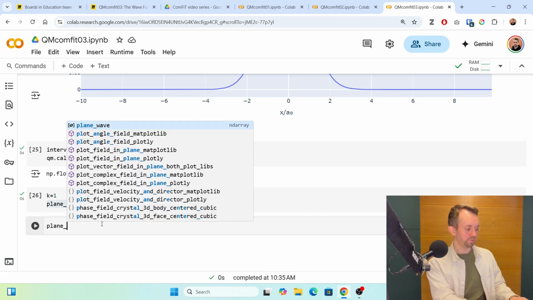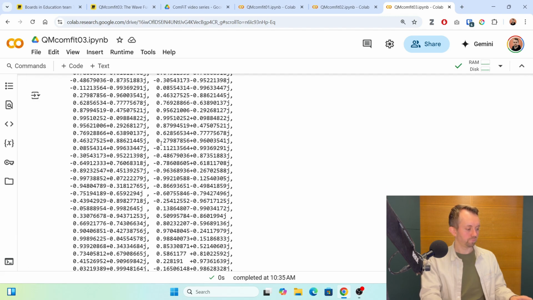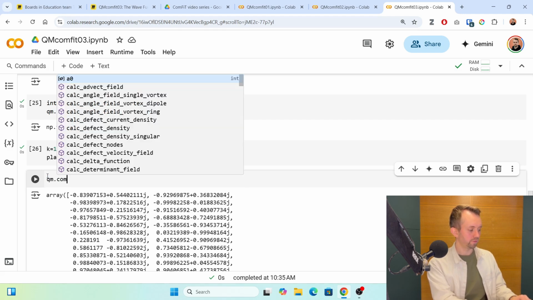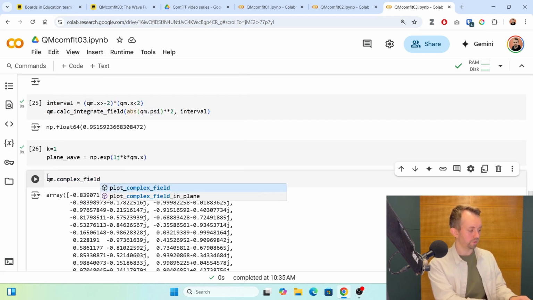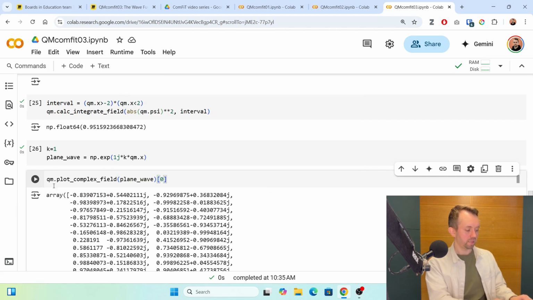So if I print it, it's just an array of complex numbers. But we can plot it, as always. It's a complex field, so I need to use complex_field, plane_wave, and then I only want the fig object, so I add the 0.